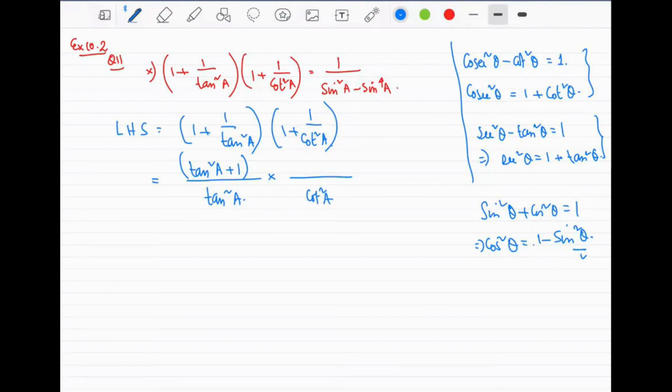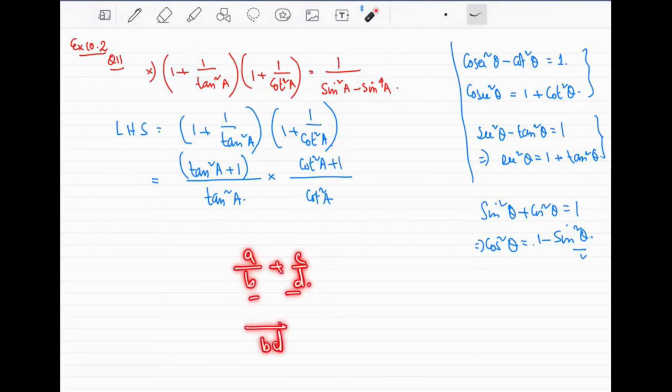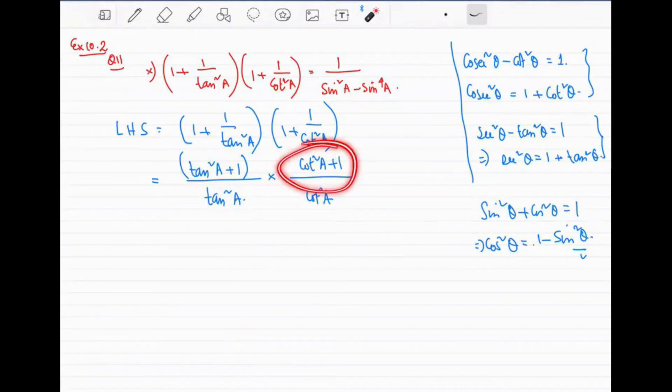Numerator, what are the terms that we are having? 1 plus cot square a plus 1. This we obtain after cross multiplication, right? A by b plus c by d. You multiply b and d first, and then you cross multiply like this. AD plus BC. That's how we obtain this. And enclose a bracket here since it's a two term, that means it's a binomial.